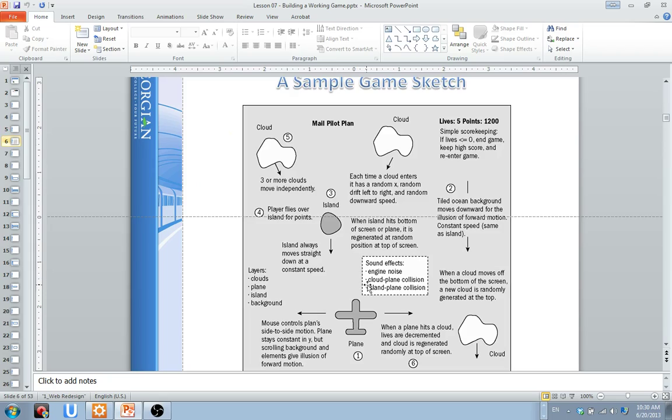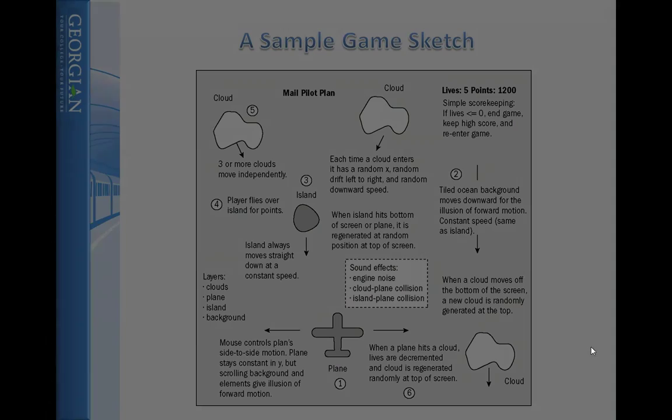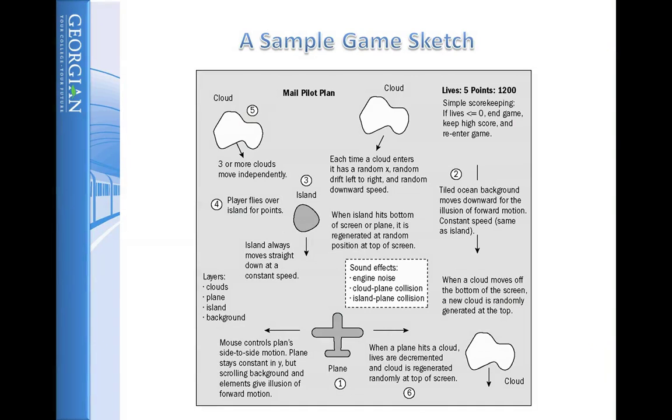So here's an example sketch. I'm just going to maximize this thing for you guys to see. An example, all right? So you've got your mail pilot plan here. You've got your cloud, your island. You've got planes, all kinds of other different things here. And you're starting to describe, through this whole process, what each of the elements are. So let's go through it step by step.